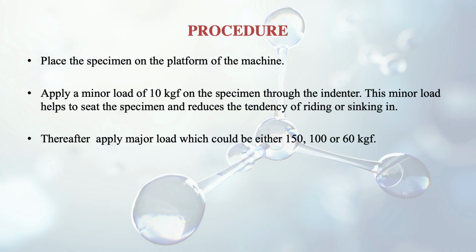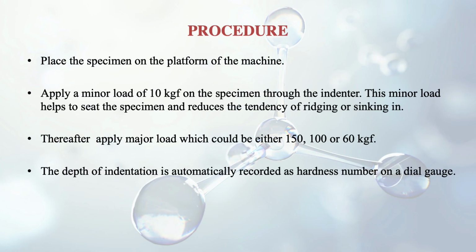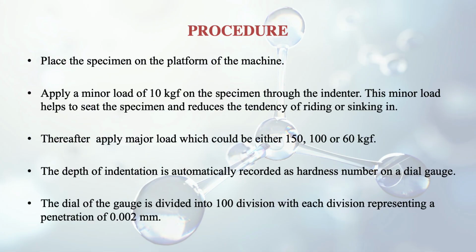Thereafter we apply a major load which could be either 150, 100 or 60 kg force. Now after applying the load, it is left as such, then depth of indentation is automatically recorded as hardness number on a dial gauge. We use a dial gauge which is generally used for surface smoothness and surface roughness measurement. So here also it is used. The dial of the gauge is divided into 100 divisions, with each division representing a penetration of 0.002 millimeter. So 0.002 millimeter represents one division, and there are 100 such divisions.